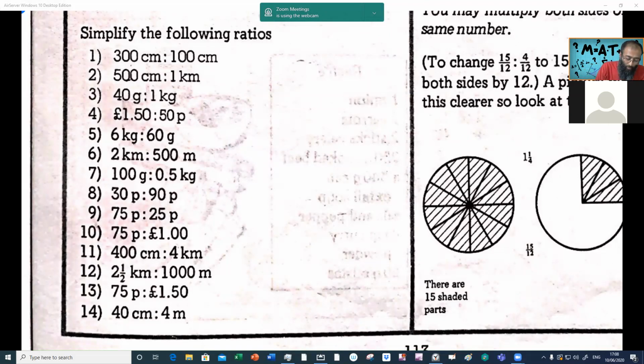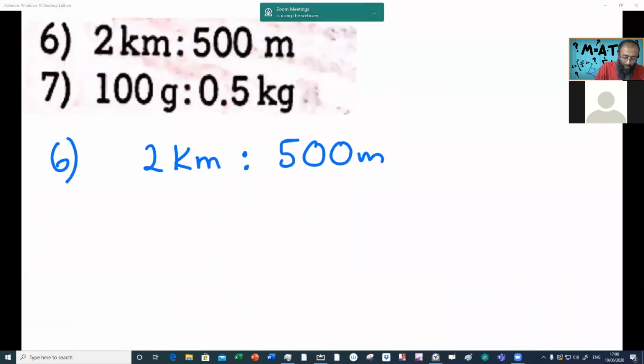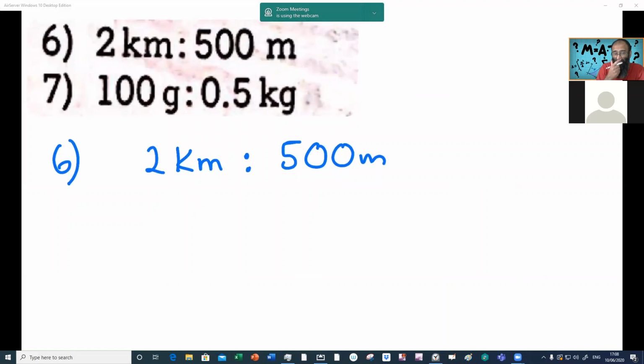Okay, so let's have a look at the question that we were just looking at here. So Ibi, young man, can you put your microphone on? And can you do this question with me? So we're looking at 2 kilometers and 500 meters, and we need to cancel it down. Before we can cancel it down, we need to ensure that the kilometers and the meters are the same units. So Ibi, can you unmute yourself, please?